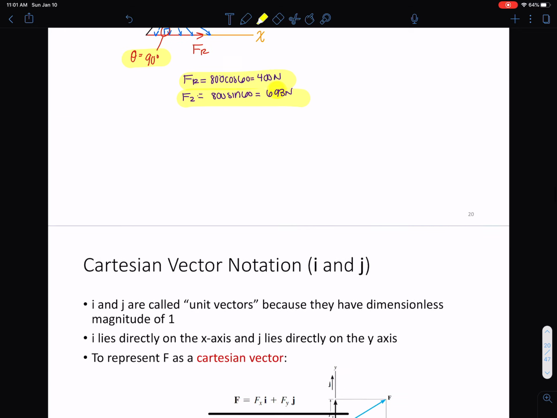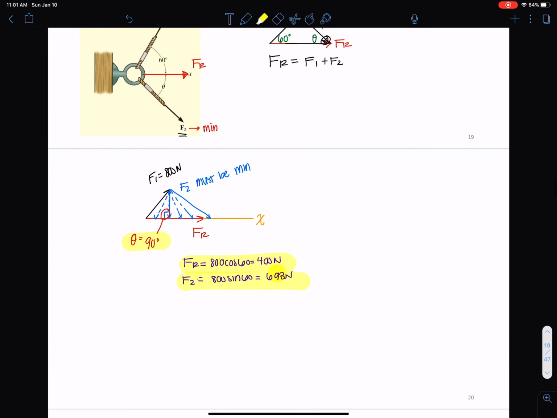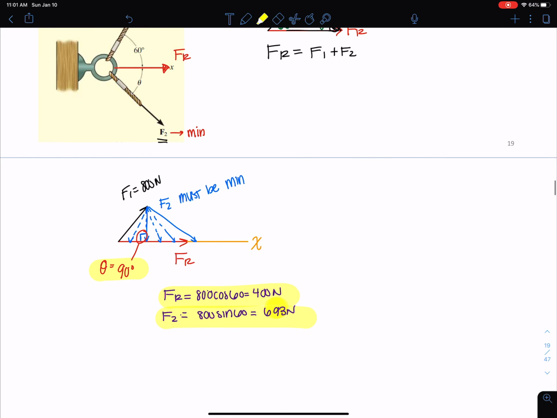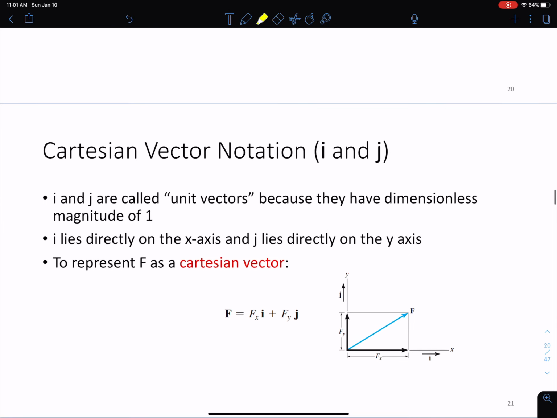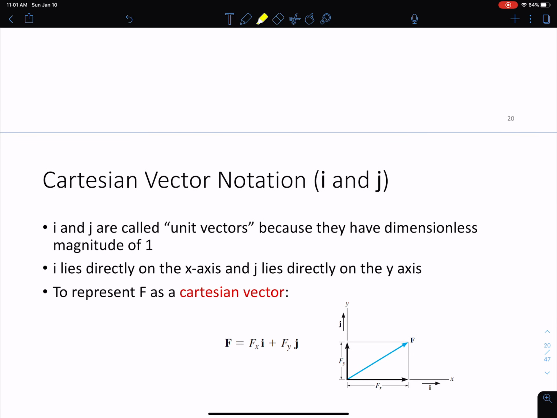Okay, so before we get to Cartesian vector notation, we're going to stop, and this will just be part 1 of this video. So starting with part 2, we'll go ahead and get into our Cartesian vector notation and talk about setting these problems up into i and j components.